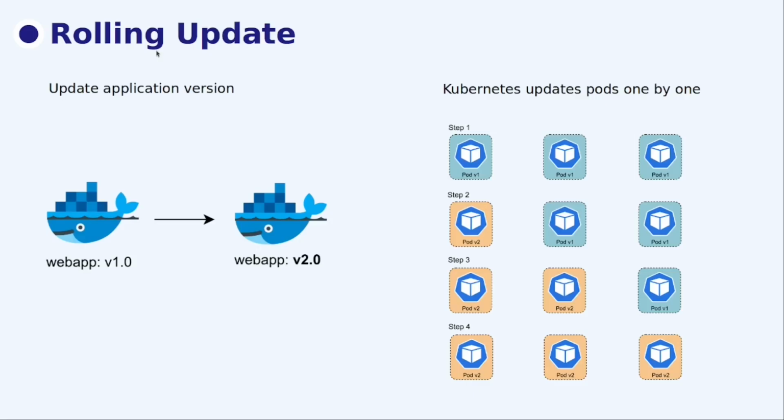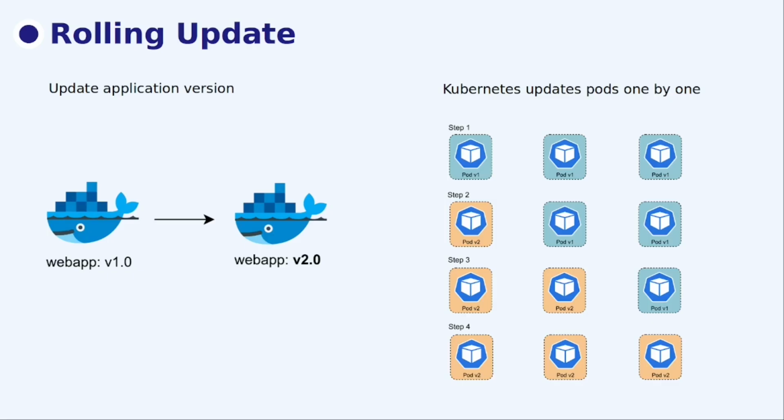Now let's talk about rolling updates in Kubernetes. When we want to release a new version of an application, we usually update the container image in the deployment configuration. For example, we may change the image version to version 2. After this change is applied, Kubernetes does not stop the application at once. Instead, Kubernetes performs a rolling update.